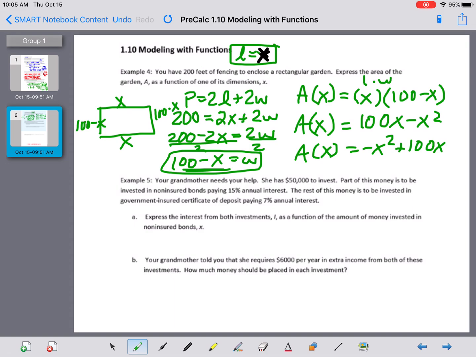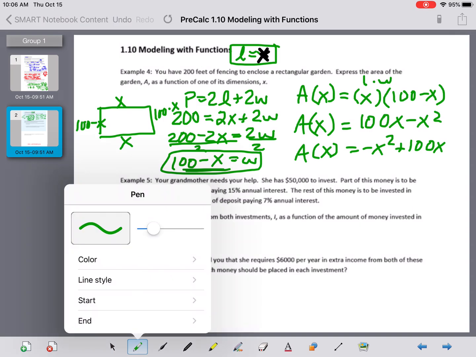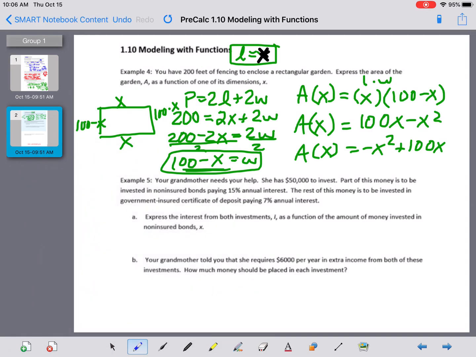All right, next one. Your grandmother needs your help. She has $50,000 to invest. Part of this money is to be invested in non-insured bonds paying 15% annual interest, and the rest of the money is to be invested in government-issued certificates of deposit paying 7% annual interest.